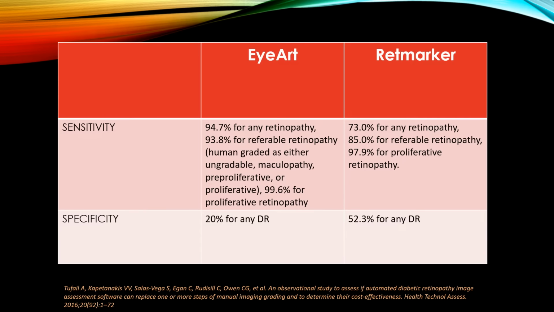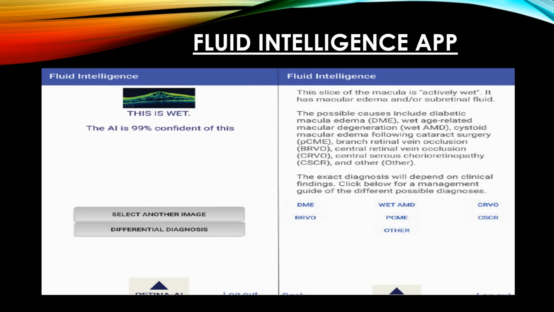So here was a difference between the sensitivity and specificity of iArt and RetMarker. iArt was 94.7% sensitive for any retinopathy, 93.8% for referable retinopathy, and 99.6% for proliferative retinopathy. Whereas RetMarker was 73% for any retinopathy, 85% for referable retinopathy, and 97.9% for proliferative retinopathy. That is where we have any evidence of neovascularization.